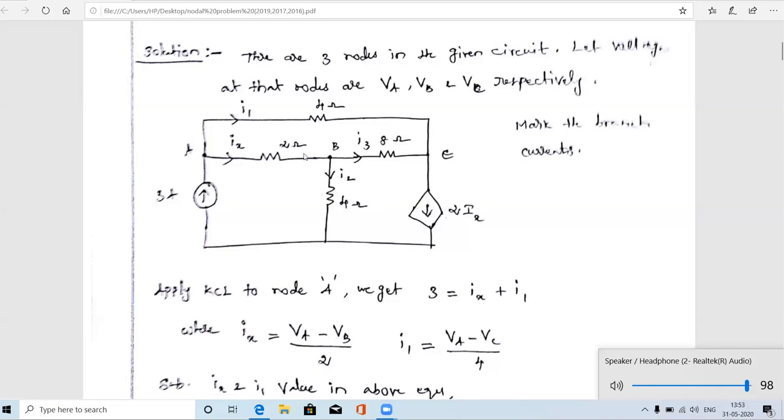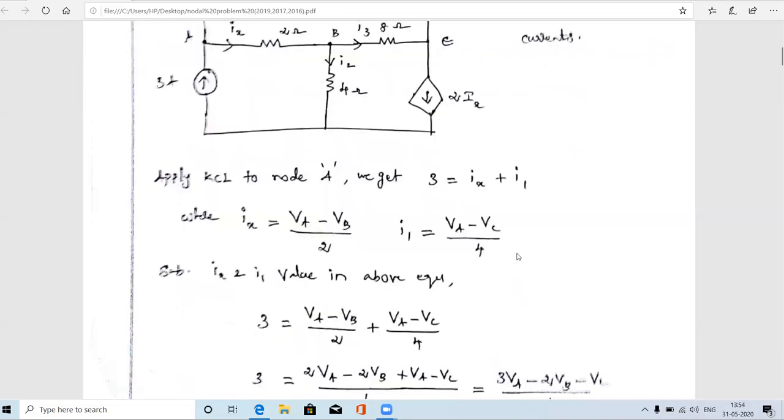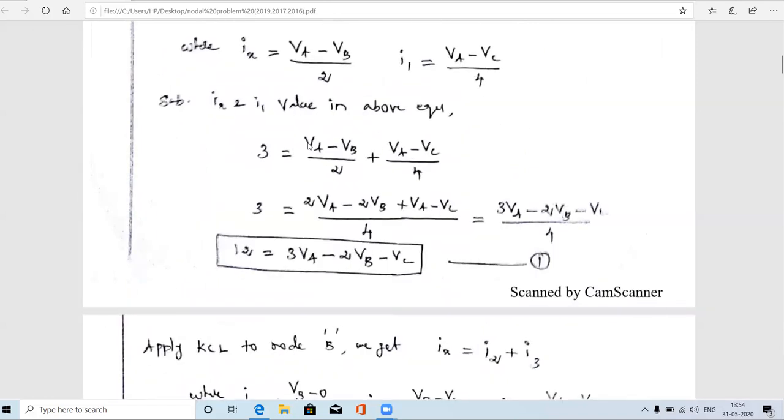Similarly, the current I1. What is the current I1? I1 is the current flowing through the 4 ohm resistor. This I1 starts from node A and ends at node C. So the potential difference between node A and node C is VA minus the voltage at node C, divided by the resistance value 4. That is the Ix and I1 value we calculated. Substituting these values in the above equation, we get 3 equals (VA minus VB) by 2 plus (VA minus VC) by 4.